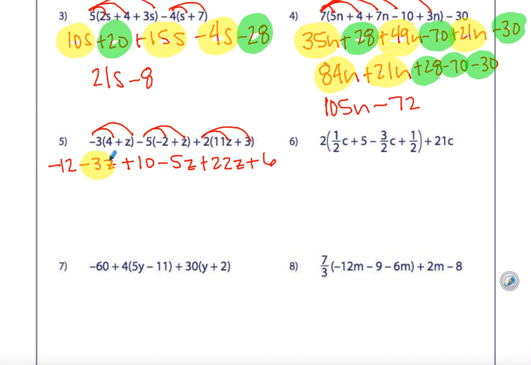So all of your variable terms would go together, and then all of your constants would go together. So you would say negative 3z minus 5z would make negative 8z plus 22z would make 14z. Negative 12 plus 10 would make negative 2 plus 6 would make plus 4.